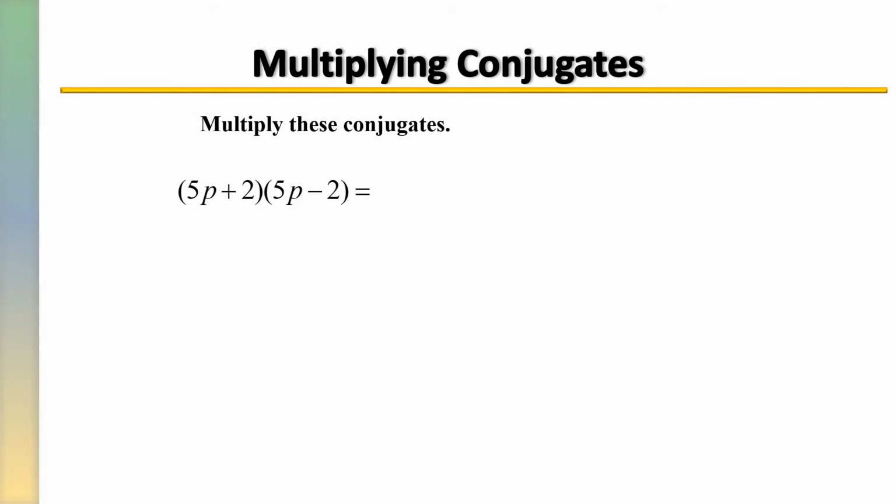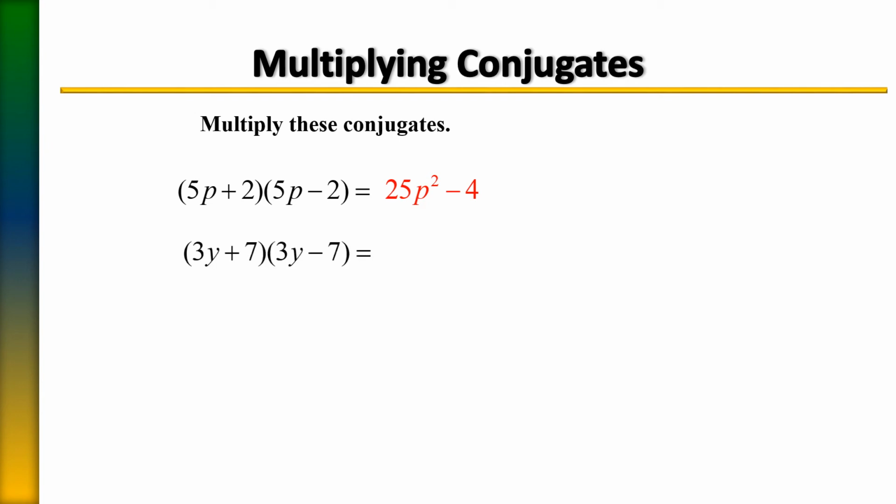Now, let's multiply some conjugates, and we're just going to do it verbally, real quick. So multiplying first, 5p times 5p, that equals 25p squared. Now let's multiply last. Positive 2 times negative 2, that equals negative 4. So the answer is 25p squared minus 4, as simple as that. Let's do another one. Multiplying the first, 3y times 3y, that equals 9y squared. Let's multiply last. Positive 7 times negative 7, that equals negative 49. So your answer is 9y squared minus 49.